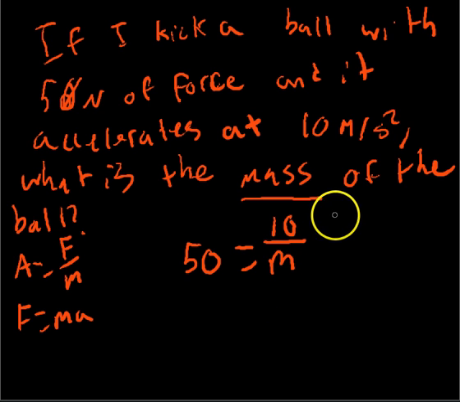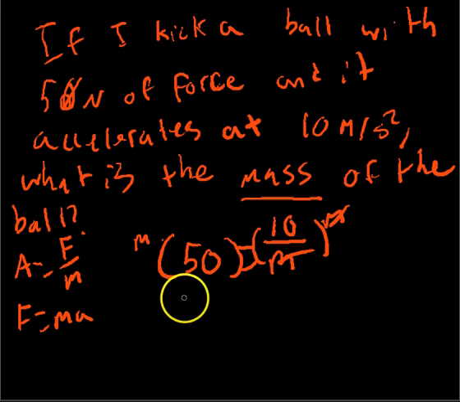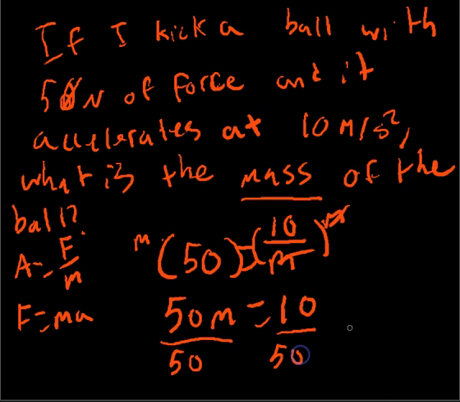Now, you can approach this however you want, but I always like to get rid of denominators when I'm solving algebra problems. So I'm just going to multiply both sides by m because that eliminates the denominator of the fraction. The m cancels out, and you get 50 equals 10m. Now you can divide both sides by 10 to get m by itself, and you should get m equals 5. That's basically how you do it.